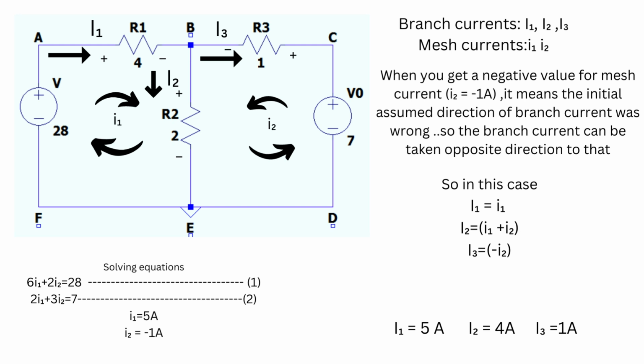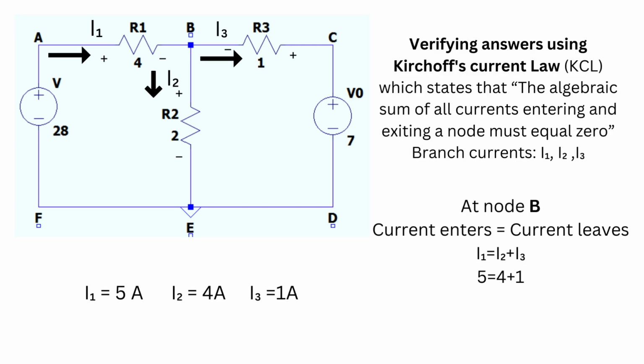So finally you get the values: I1 is 5 ampere, I2 is 4 ampere, I3 is 1 ampere. Now you can verify the answer using Kirchhoff's current law also. Take node B: I1 is entering and I3 and I2 are leaving. That means I1 is equal to I2 plus I3, 5 equals 4 plus 1. So the answer must be correct.